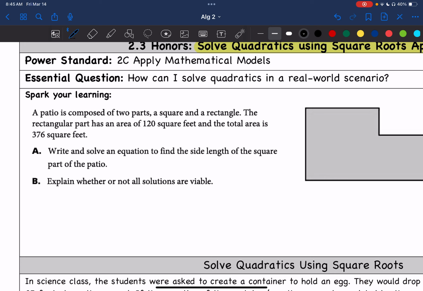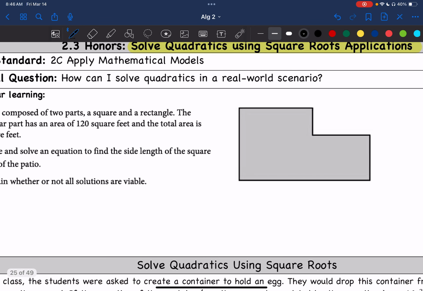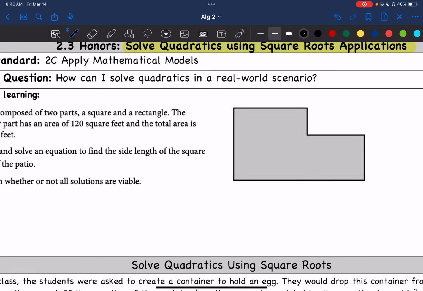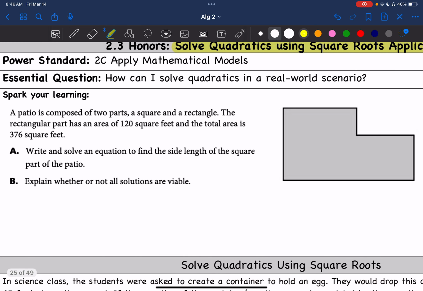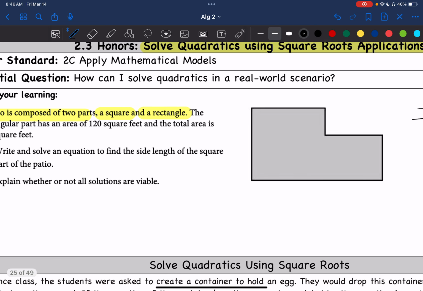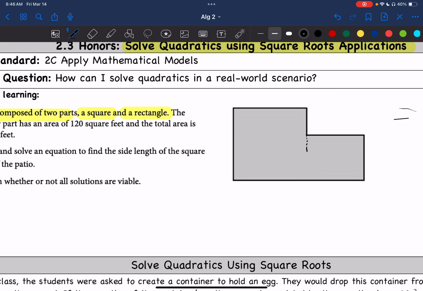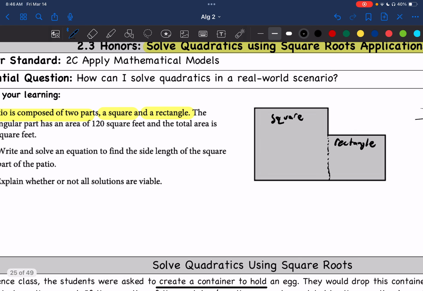We have to, A, write an equation to find the side length of the square part of the patio, and B, explain whether all solutions are viable. So looking at this, we're trying to find a square part and a rectangle part. The patio is composed of two parts, so we want to identify each of those parts. If I cut it right here, this looks like a square, and this looks like a rectangle.